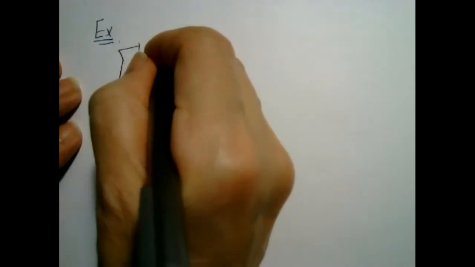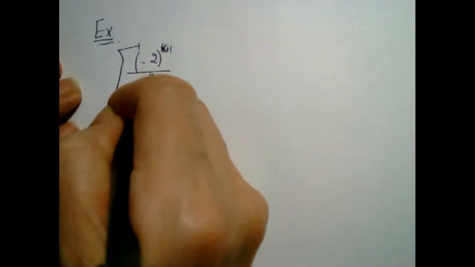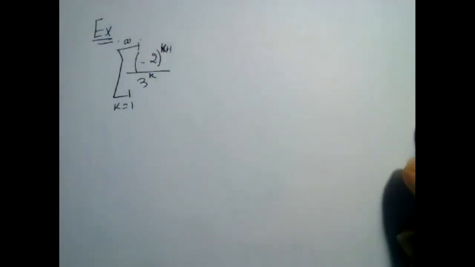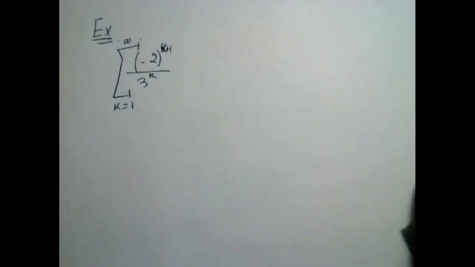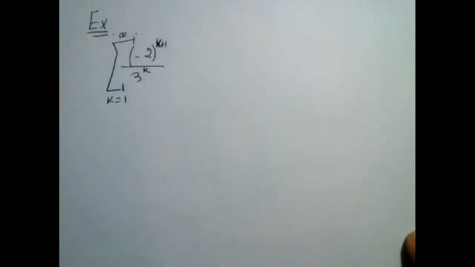Sigma, I'm going to write it in sigma notation: (-2)^(k+1) over 3^k, k equal 1 to infinity. Question 1: is this a geometric series? And if it is, what's the ratio and what's the sum?